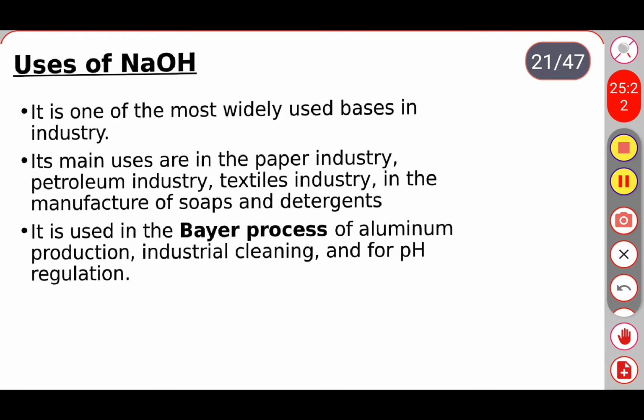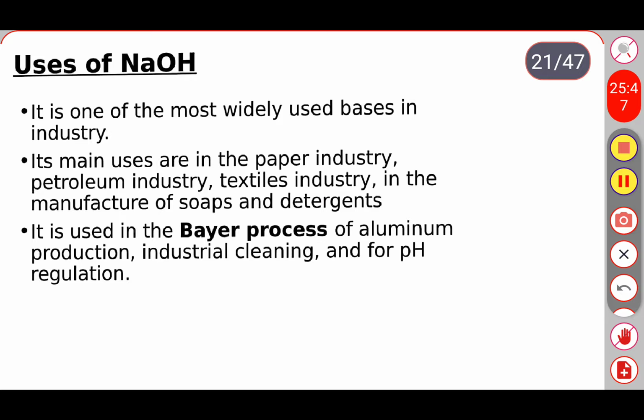Next one, in the preparation of soda lime we are using caustic soda. Next one, it is used as a cleaning agent for machines and metal sheets. And the most important thing is it is used as a laboratory agent. Yes, some of the uses are given here.